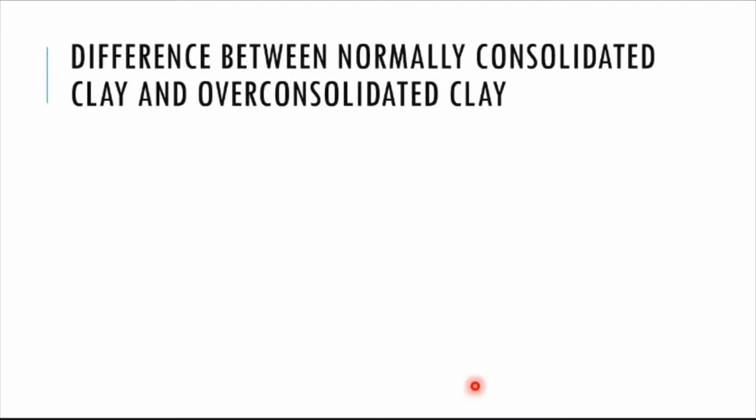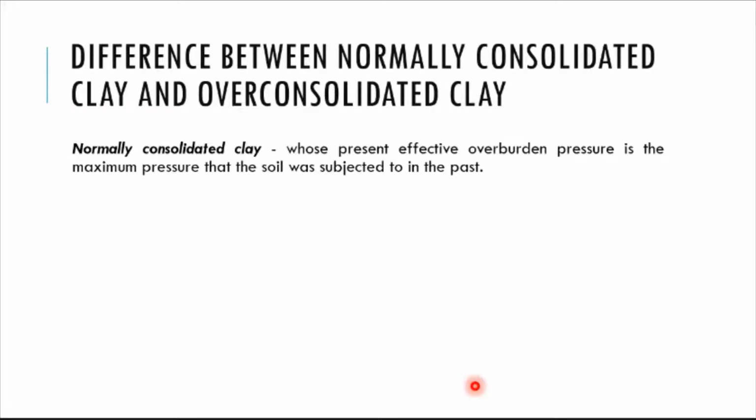So the difference between the over-consolidated clay and the normally consolidated clay, again: the normally consolidated clay is one whose present effective overburden pressure is the maximum pressure that the soil was subjected to in the past.